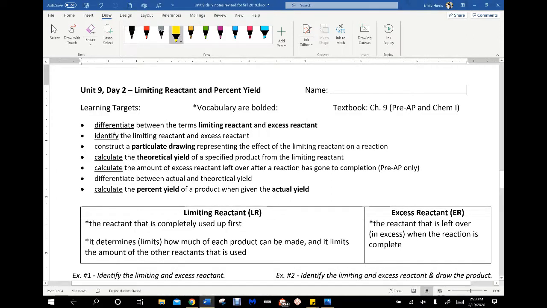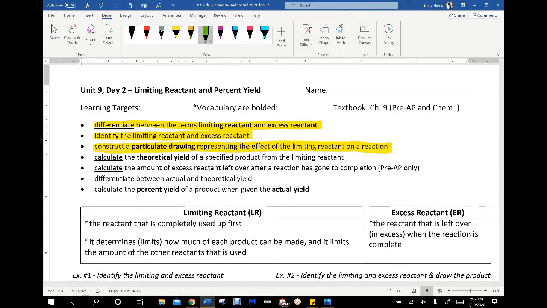Today we're going to cover the first 3 learning targets. One is to differentiate between the terms limiting reactant and excess reactant. Then be able to identify the limiting and excess reactant, and be able to make a particle drawing that represents the effect that the limiting reactant has on the reaction. So let's start off with our first learning target and get a good idea of what the difference is between a limiting and excess reactant.